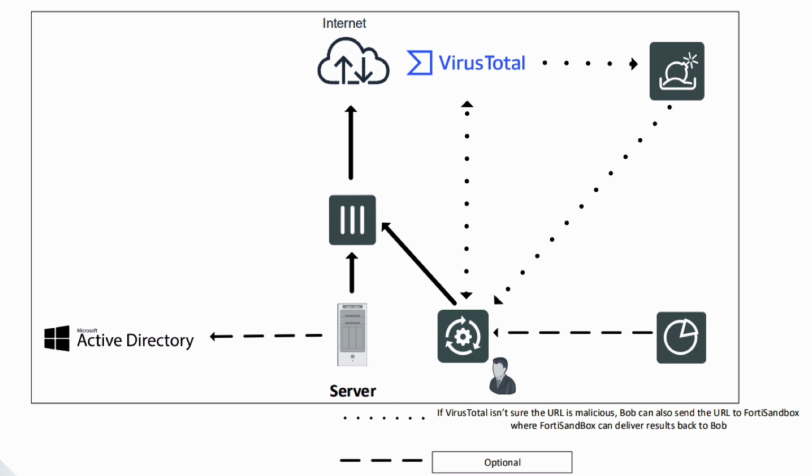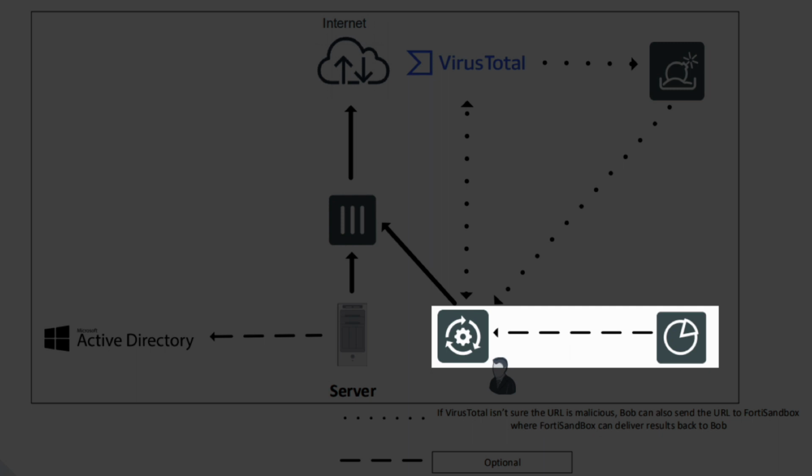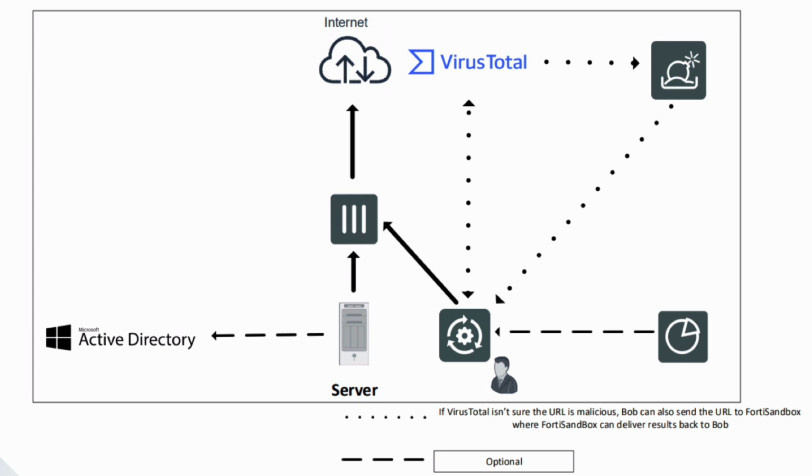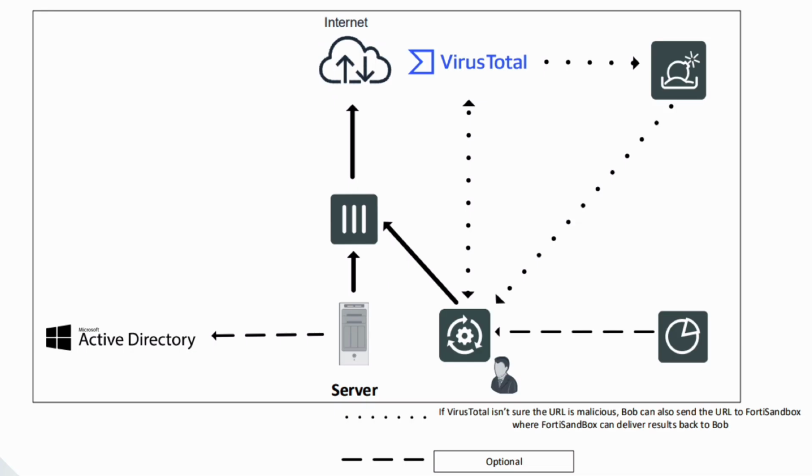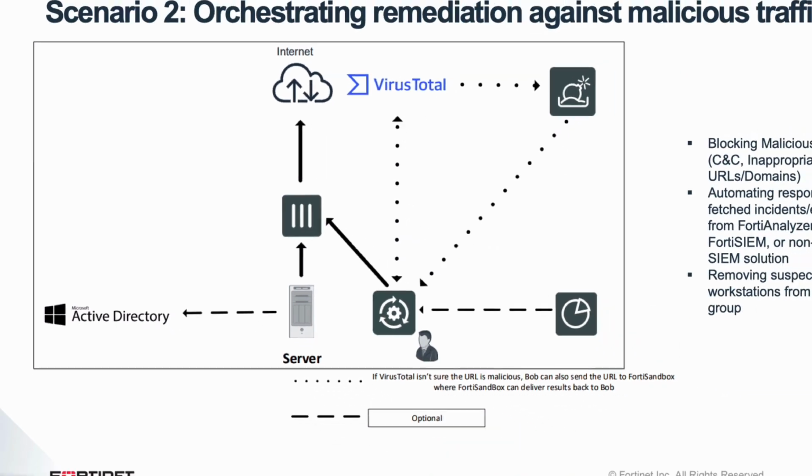Although we will show this process via a manual trigger, system administrators can automate this process by fetching events directly from a log analytics solution like FortiAnalyzer and block the malicious content without security administrators' intervention. Optionally, administrators can scan the malicious communication and use FortiSOAR to find any related endpoints and use something like Active Directory to remove the suspected computer from a domain group and add it into perhaps an isolated group.